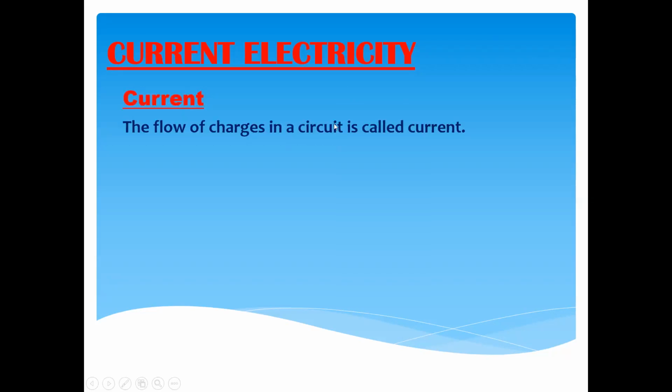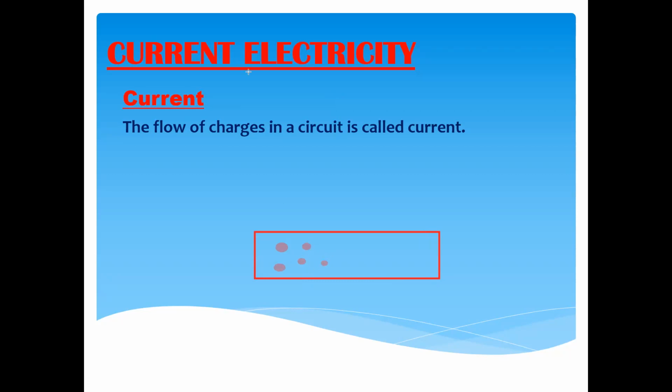What is the concept of the current? Current refers to the rate of flow of the charges. So the flow of the charges in the circuit is referred to as electric current. For example, we have a material, and we have charges inside the material. Say there are 5 charges.